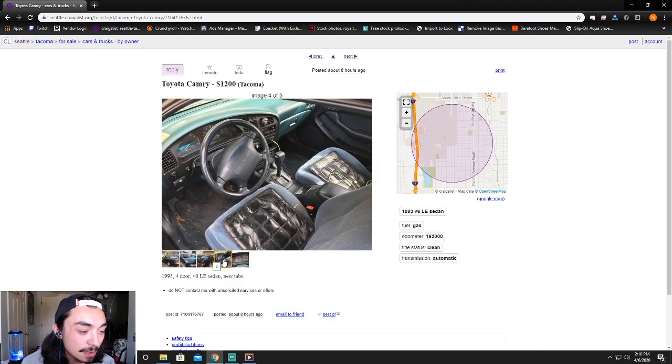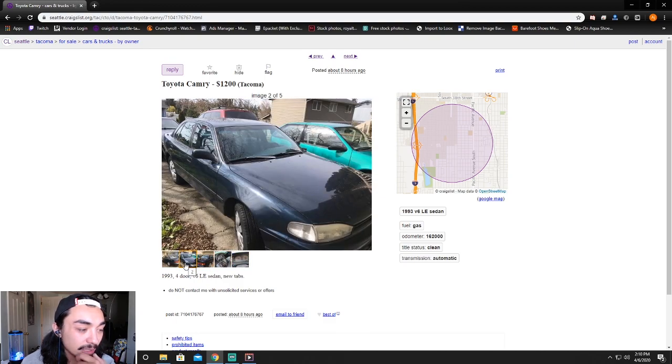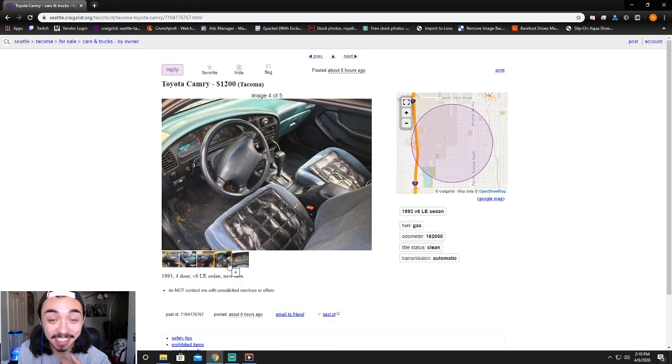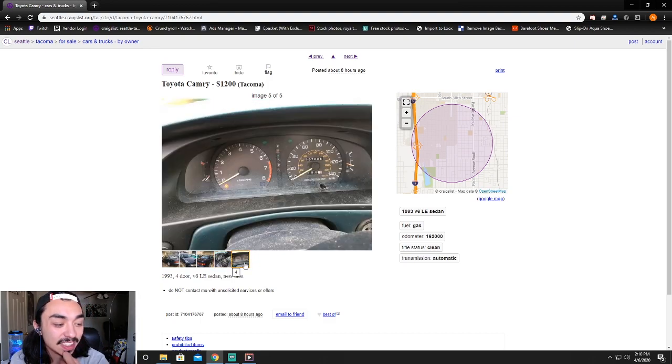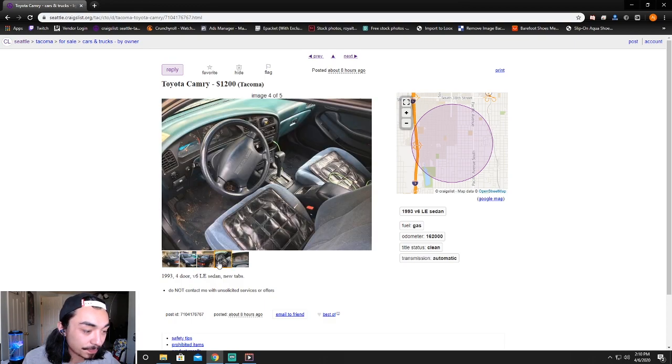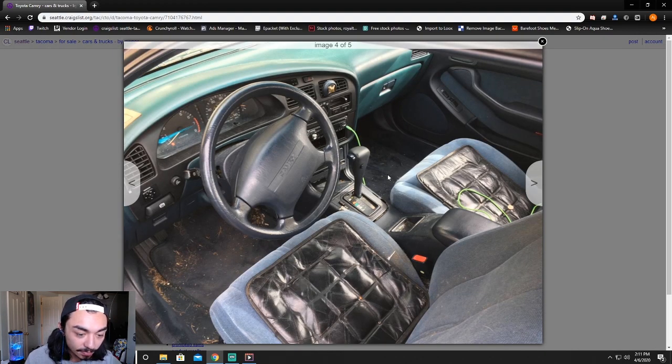But there's no wow factor to this car. This car is just a plain Jane, maybe I'm just biased because I really like Metros, but I feel like this car is just so boring, it's just a V6 LE sedan, new tabs. I don't know about that, but I mean this is another potential car. You can do some headlight work, you can do some paint buffing, clean it up. Let's look at this seat here. It's dirty. Oh, there's a little tear there. It looks like there's a tear.